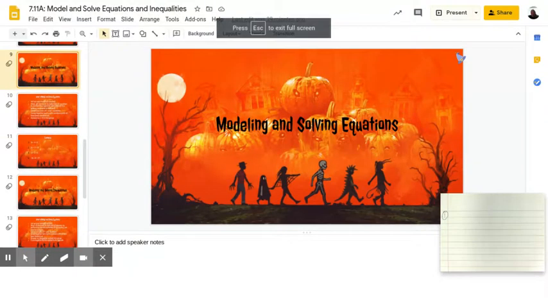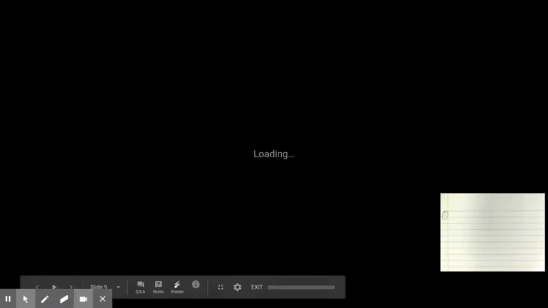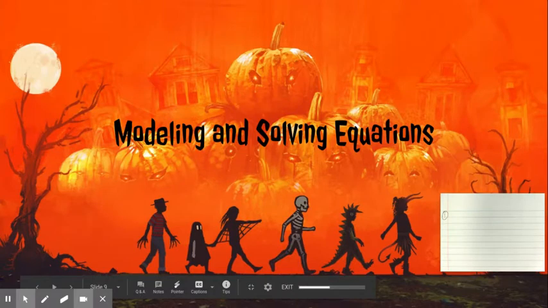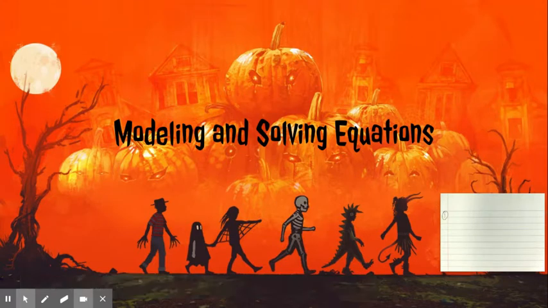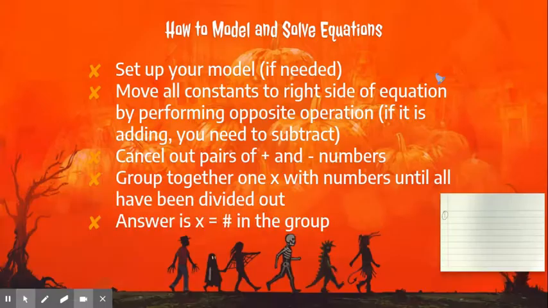Okay, guys, today we're not only going to model our equations and inequalities, but we're going to solve them as well. So we're going to model them first, and then I'm going to show you how to solve them from the model. And then tomorrow, we're going to work out how to solve just straight from the equation. Okay, so we want to set up our model if we need to.